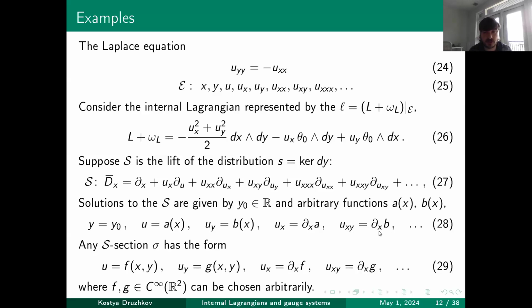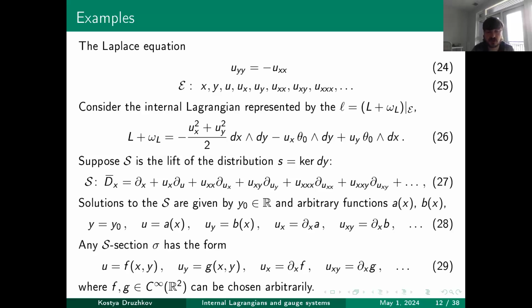So solutions to the spatial equation are encoded by real numbers. They can be considered as time moments, instants. And besides, we have pairs of functions. And each solution to the spatial equation is given by pairs of functions and vice versa. So any S section has the form 29. The only difference between S sections and solutions is that here we do not freeze this coordinate y. We do not fix the coordinate y. So y plays the role of time, and such sections can be considered paths in solutions. Right? This formula 29 just represents something like paths in solutions to the spatial equation.